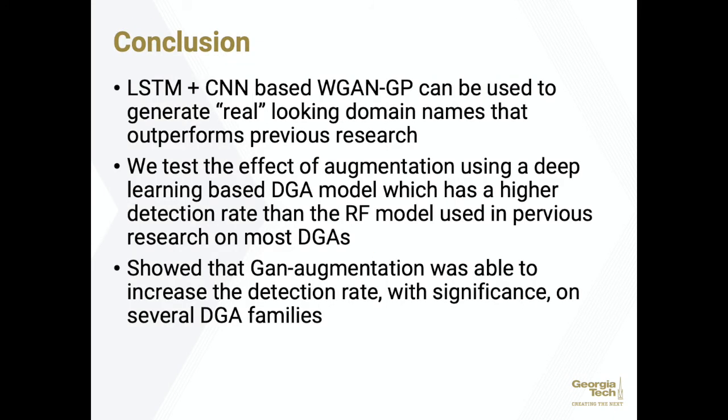So in summary, we have shown that a LSTM and CNN-based Wasserstein-GAN gradient penalty model can be used to generate real-looking domain names that outperform previous research. We test the effect of augmentation using a deep learning-based DGA detection model, which has higher detection rates than the random forest model used in previous research. And then we also showed that GAN augmentation was able to increase the detection rate with significance on several DGA families.